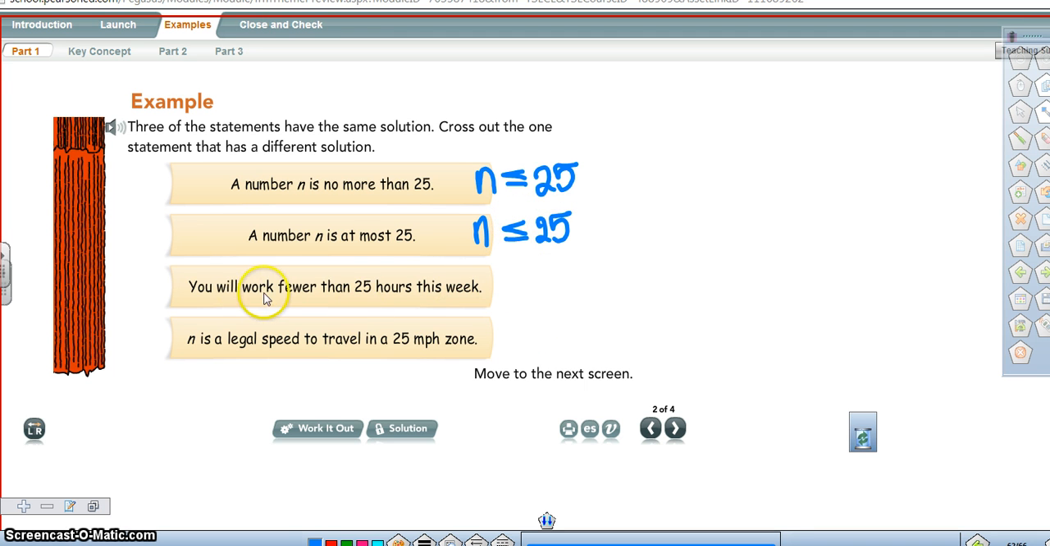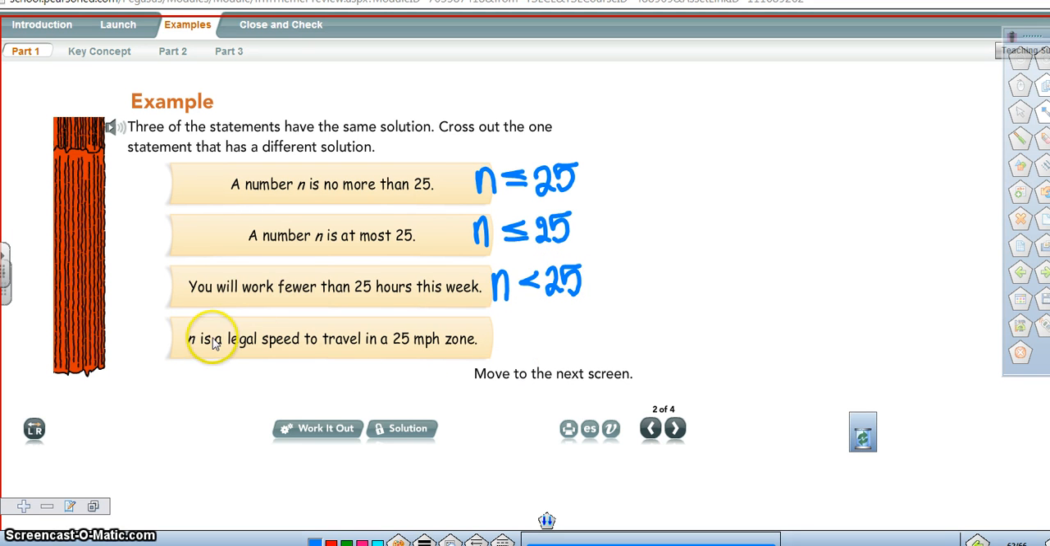Okay, you will work fewer than 25 hours this week. When we hear the words fewer than, we are talking about less, not more. And when it says fewer than 25, that means it can't even be 25. It has to remain less than 25. So we would not include that or equal to symbol.